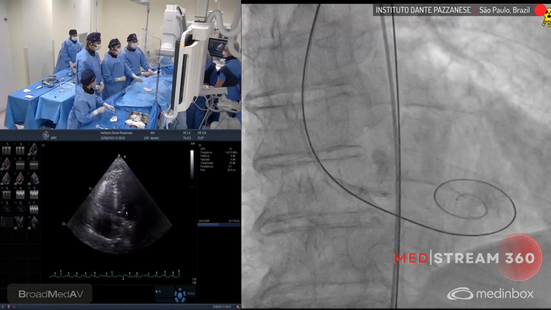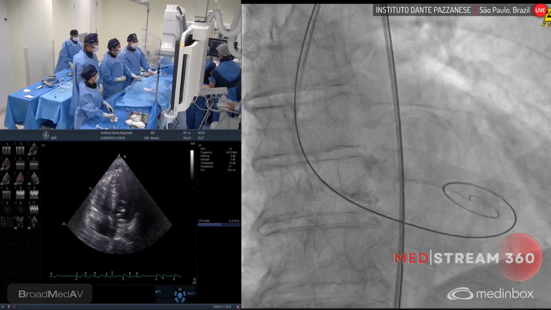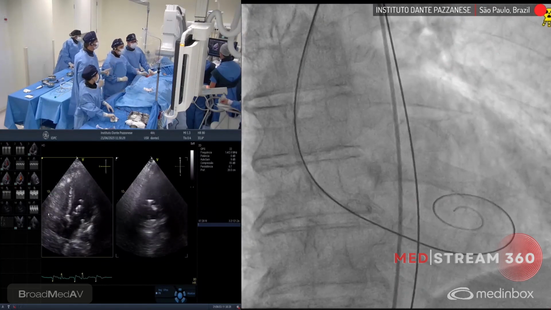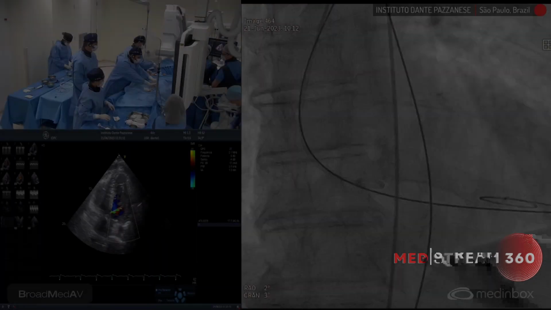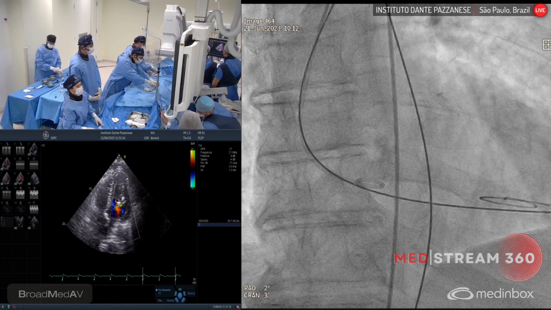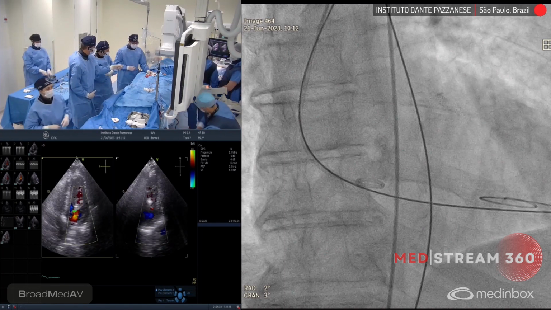In that position, it's kind of hard to say. That's a very important point that Dimitri mentioned. In that position, it's hard to say because of all the subvalvular structures, because sometimes you can get a mitral regurgitation because of the wire. Yes, it does not seem to be interfering with the mitral valve. Okay, good. Thank you.